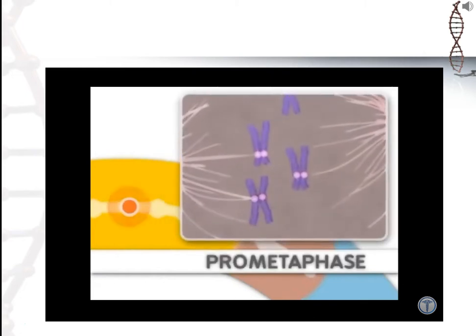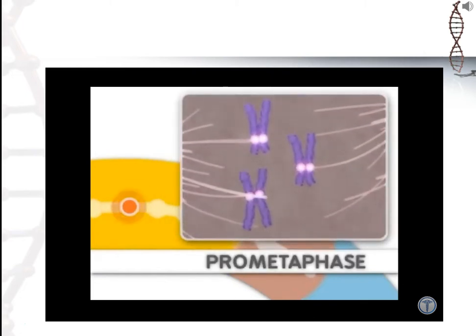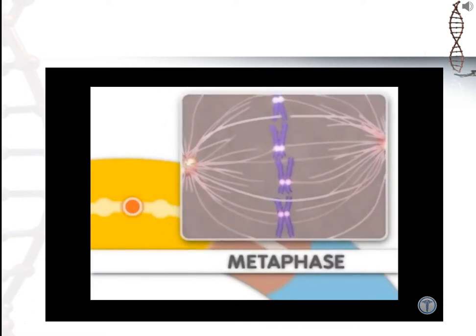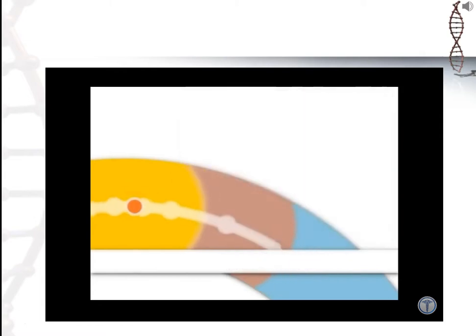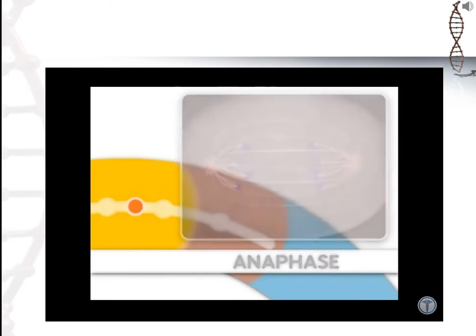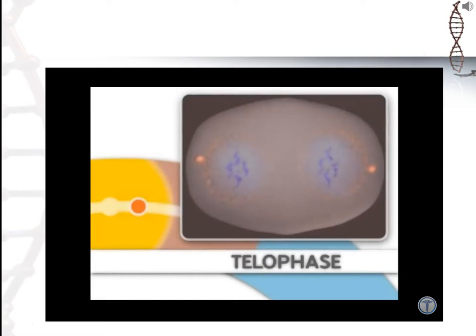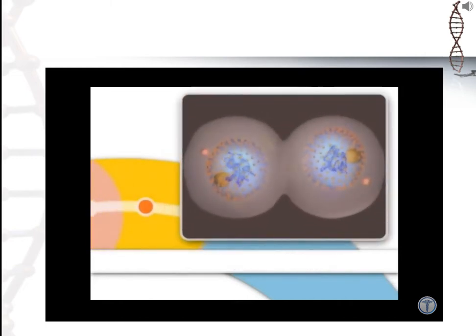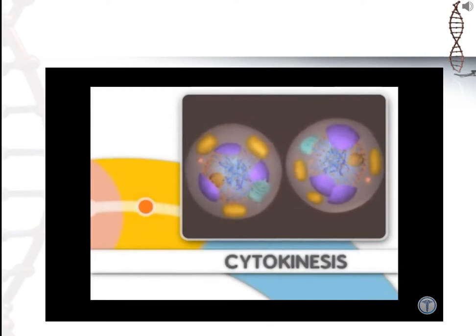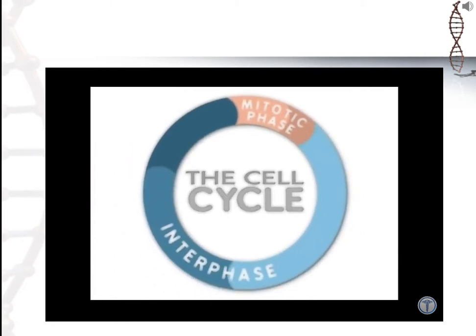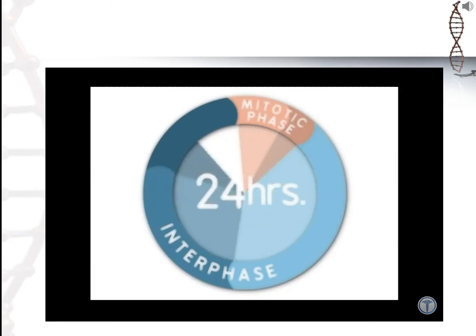Next comes prometaphase, where microtubules attach to the chromosomes. This step is followed by metaphase, where the chromosomes align. Metaphase is followed by anaphase, where the chromosomes separate. Finally, during telophase, nuclear membranes reappear around the two sets of chromosomes. Mitosis is now complete. After mitosis, two new cells are formed by a process called cytokinesis. Mitosis is only one part of what is called the cell cycle. For many eukaryotic cells, a cell is duplicated every 24 hours.